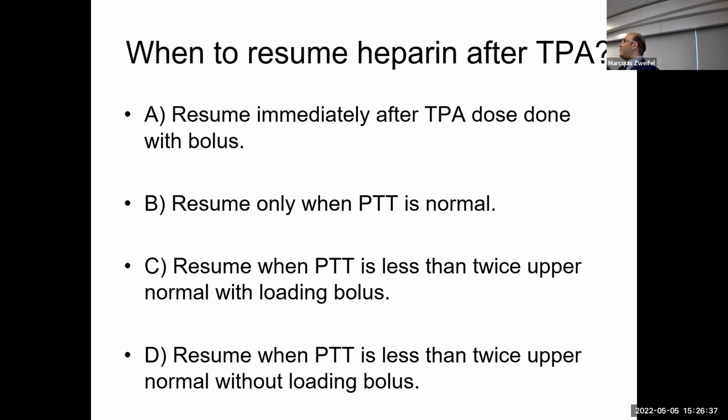So when do you start heparin after TPA? For the sake of time, there are two schools. One, start heparin without bolus immediately after the TPA is done, and the other checks the PTT level every 4 hours. I'm from this school. Every 4 hours, when the PTT is less than double the upper limit of normal, I start heparin with no bolus.